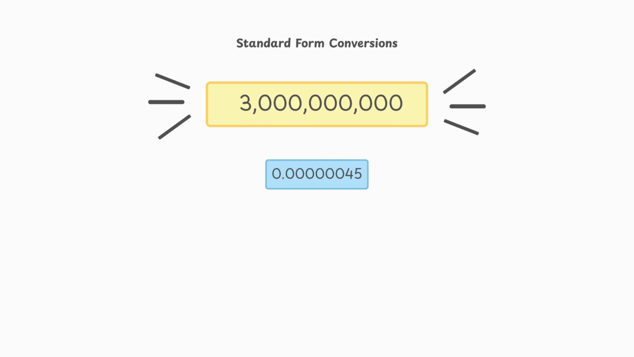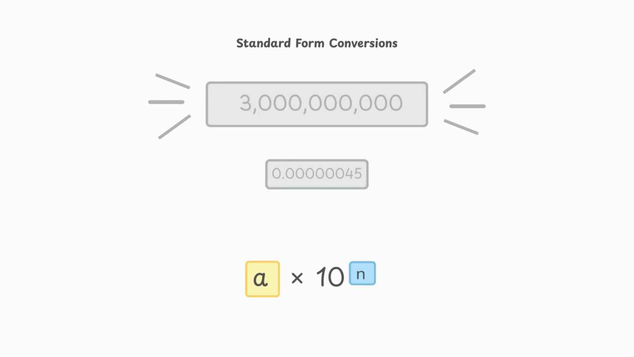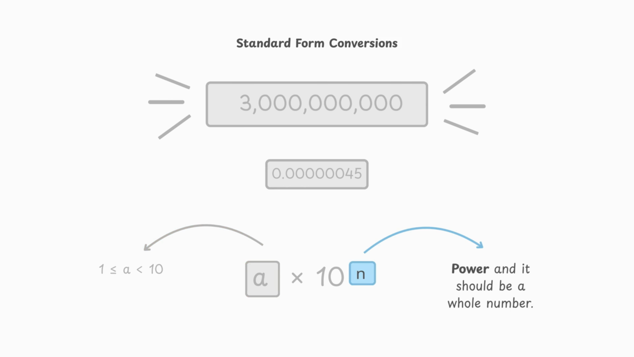In standard form, we write a number like this, a times 10 to the power n, where a is at least 1, but less than 10. And n is the power of 10. n must be a whole number. If the original number is big, n will be positive. If the original number is small, n will be negative.